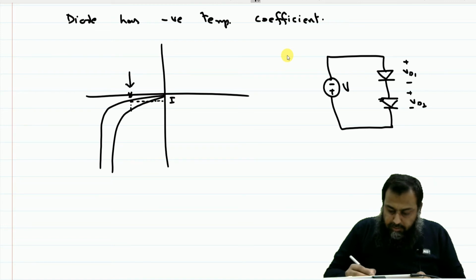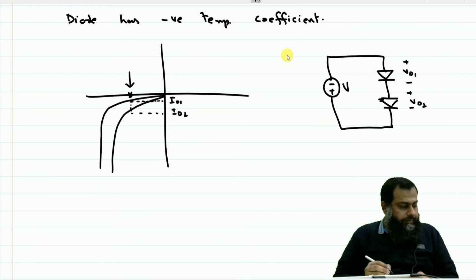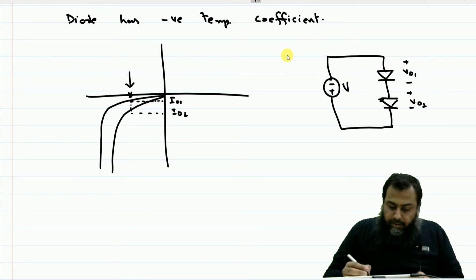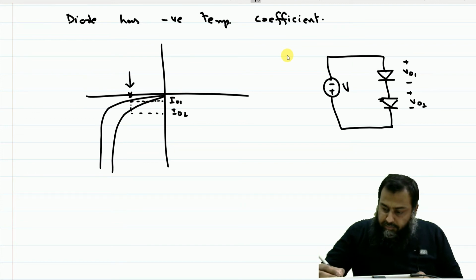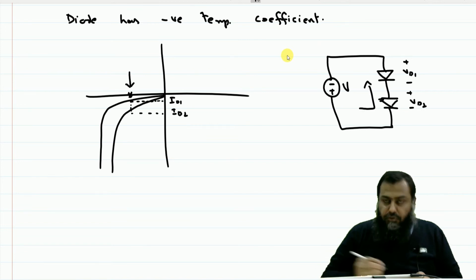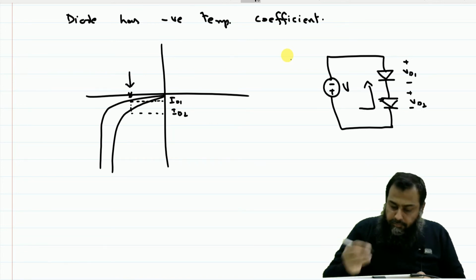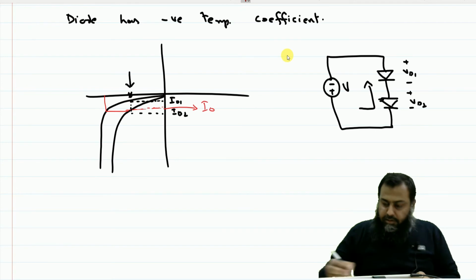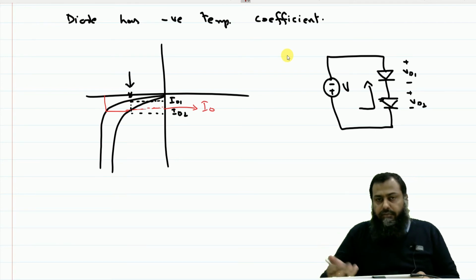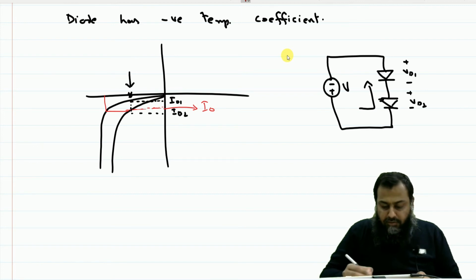there will be a reverse saturation current for each diode. Let us say this is ID1 and this one is ID2. But because this circuit is connected in series, there shall be only one reverse current flowing from this point to this point. And therefore, to satisfy that, this is the actual reverse current which is allowable because they are series circuits, so they cannot have two different values of the reverse saturation current.